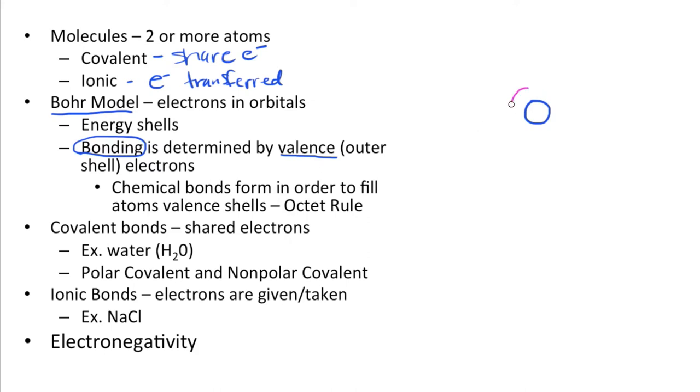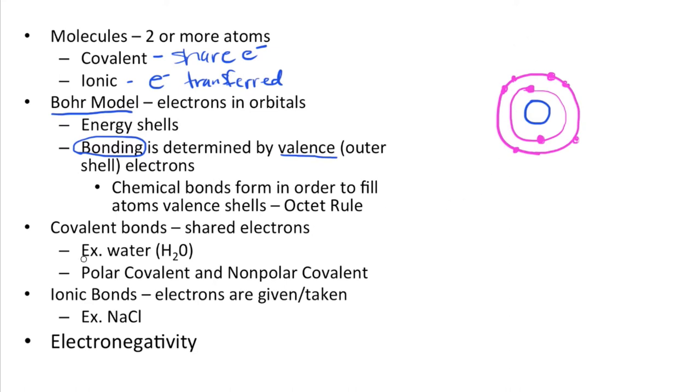So let's say in the first shell around oxygen, we know that this first shell is filled with two electrons. So we'll place two electrons in the first shell. And then in the second shell, we only have six electrons left to place. And so we will put one, two, three, four, five, six. Oxygen is not happy because oxygen doesn't have a full valence. This second shell would be full if it had 8 electrons.